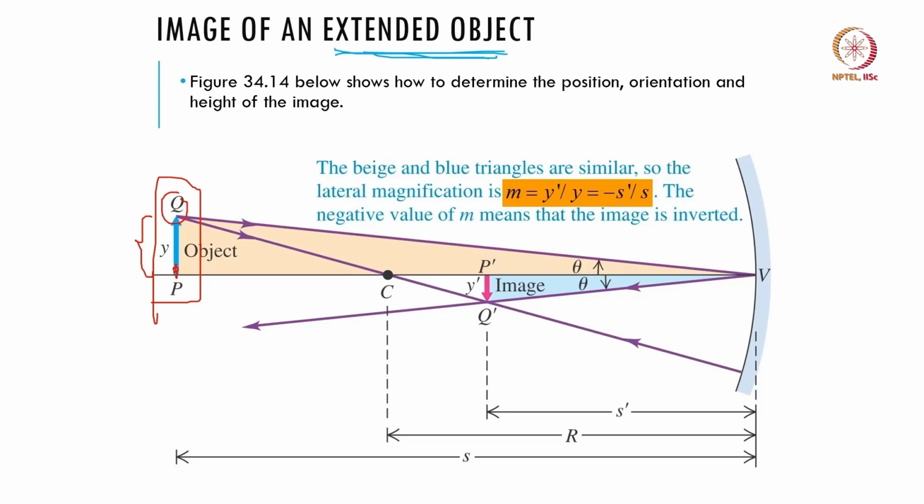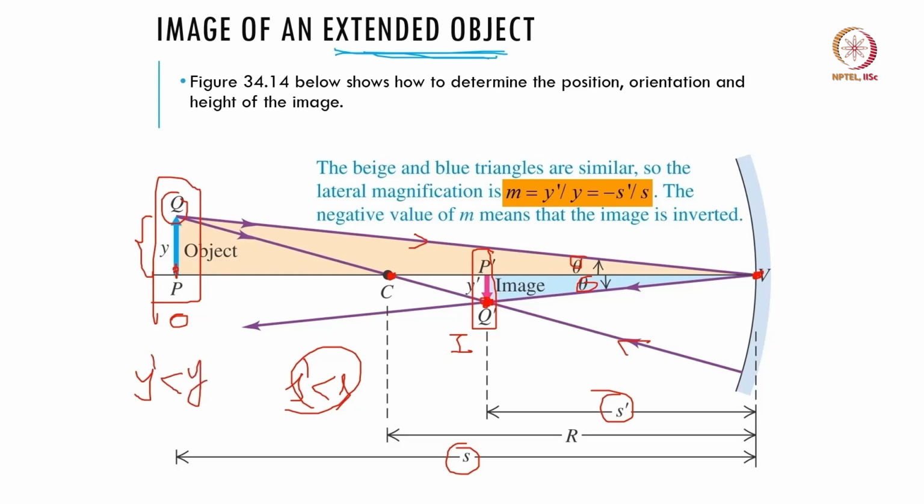Considering two incident beams from the object, the light ray that is incident on the mirror at the vertex gets reflected back at the same angle theta below the optical axis, whereas the light ray that passes through the center retraces the same path after reflection because of the geometry of the sphere. Thus, the point of intersection of these two light rays occurs at point Q dash, and thus P dash Q dash is the image of our object PQ. It is interesting to know that the distance of the image s dash is less than s, as we can see here. At the same time, since theta is the same geometrically, the height of the image, which is y dash, is found to be less than y, that is, the height of the object.